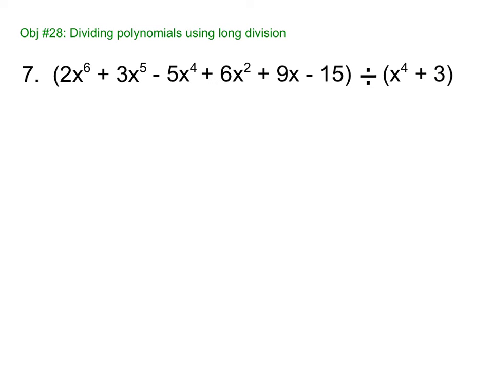Okay, so now we're getting a little harder because notice what we're dividing by. We are dividing by not just a linear term, but x to the fourth. So pause and see if you can do this one. This is going to be tricky.